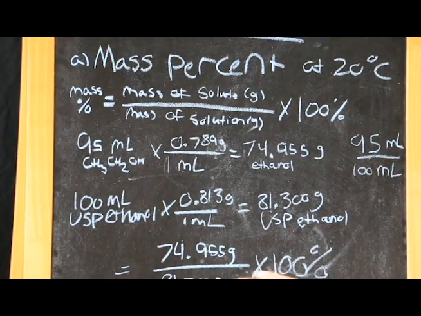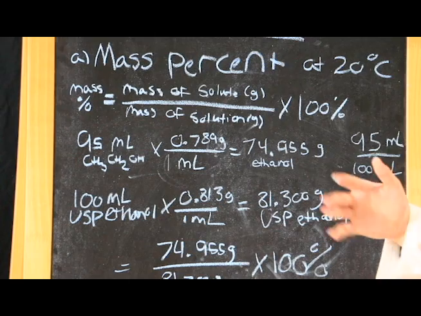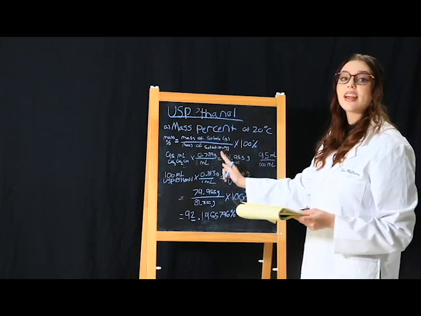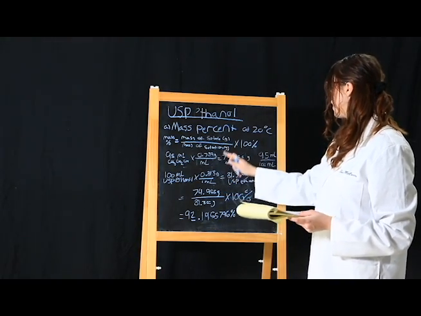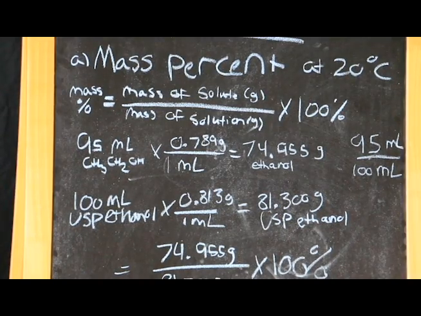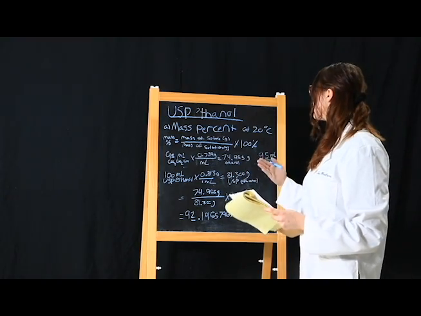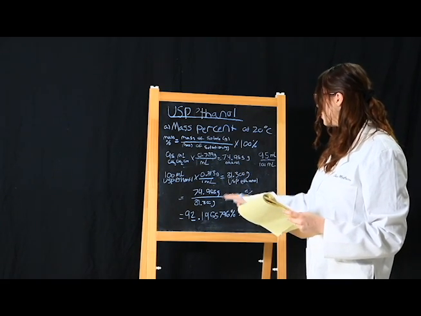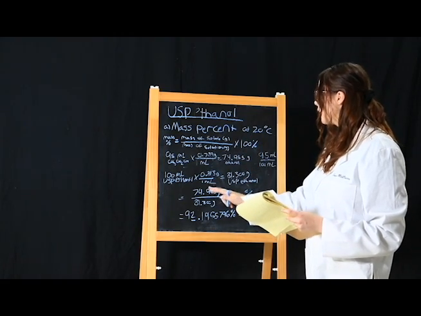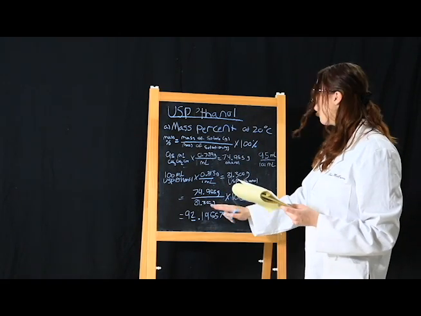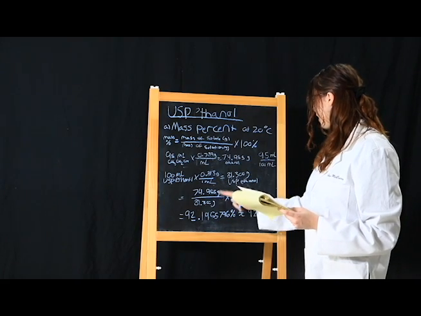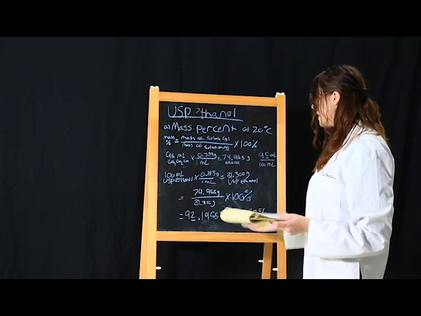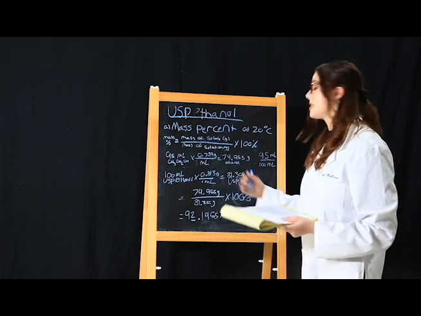The next step in this problem is to use dimensional analysis. We are going to multiply 95 milliliters times our conversion factor, the density of ethanol and USP ethanol, in order to convert their volume into grams. Once we have determined the amount of ethanol and USP ethanol in grams, then we can plug these values into the mass percent. Mass of the solute, which in this case is the ethanol, over the 81.30 grams of USP ethanol times 100%. From this, we're going to get a pretty long number of 92.1955 and so on percent.